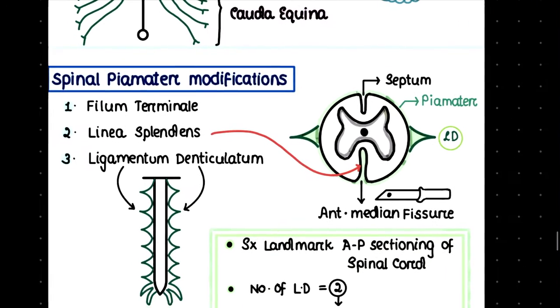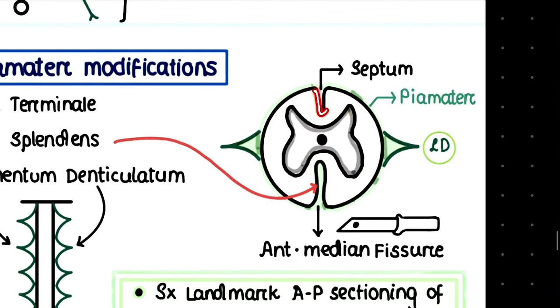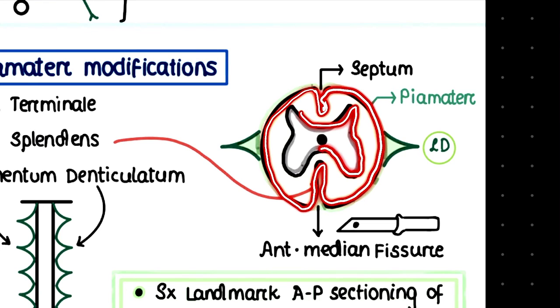Okay, now this is the transverse section of our spinal cord, right? Now here inside, this gray one, what is this? This is our gray matter, right? And outside this is our white matter, right? Gray matter is made up of cell bodies. White matter is made up of axons.